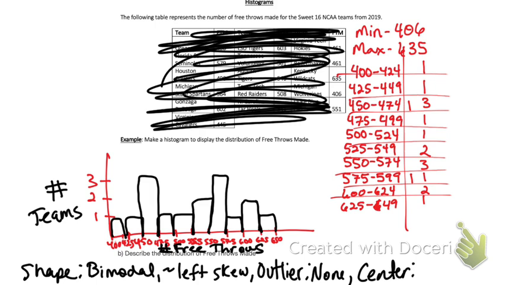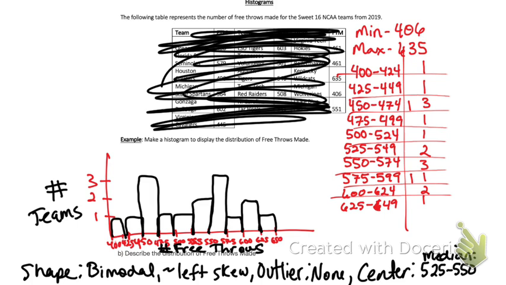All right, so my center here would be 525 to 550. And I'm going to say that that's the median. I forgot to say that. The median is somewhere between 525 to 550. If I didn't know all the individual data, then I wouldn't be able to tell it specifically.